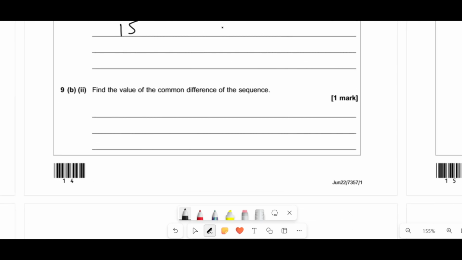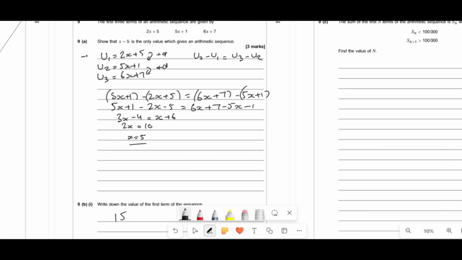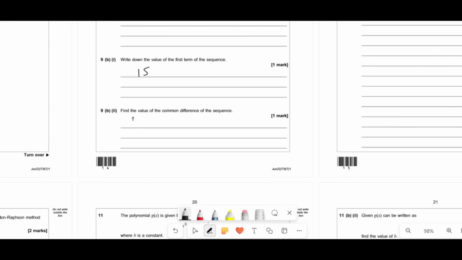Then it says find the value of the common difference of the sequence. So if I just look back at that sequence, the very first thing is what? 2x plus 5. If I substitute 5 in, I get that. And then the next one, if I substitute 5 in, I get 5 times 5 plus 1, which is 26. And the next one is 6 times 5 plus 1, which is 31. Each time I'm adding 11, so the common difference is 11.